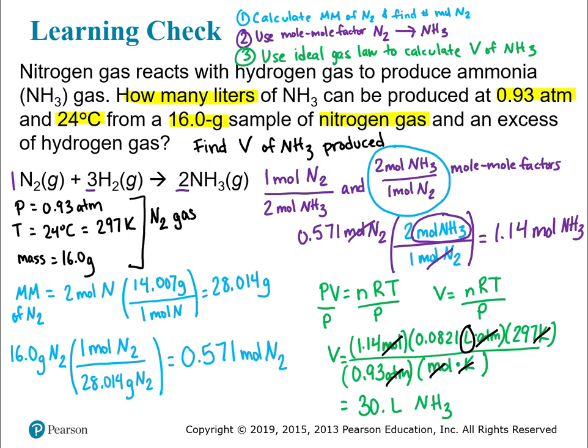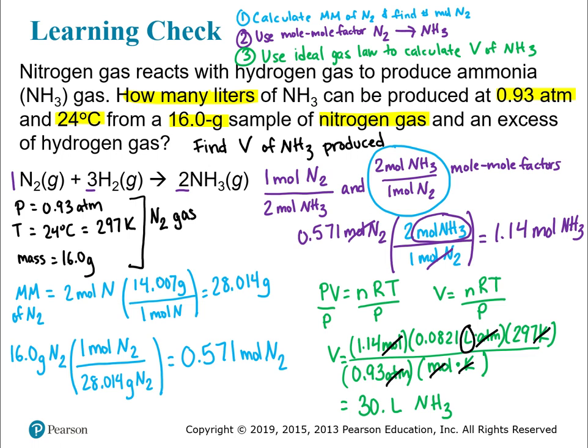Now, I know we went through several steps here. I tried to color code them so you could follow along. First, we figured out how many moles of nitrogen gas we started with. That was taking the 16 grams, using the molar mass of nitrogen to figure out the moles of nitrogen gas. Then we wrote out mole-mole factors, which are in purple, that describe the relationship between nitrogen gas and ammonia gas. For every 1 mole of nitrogen gas, 2 moles of ammonia are produced. Then we wrote the reciprocal. We used the correct one to convert moles of nitrogen gas to moles of ammonia.